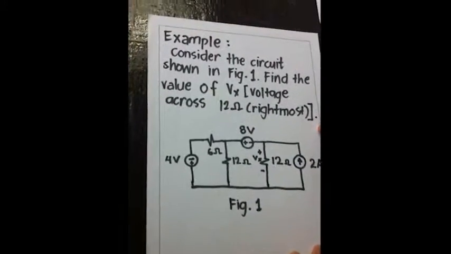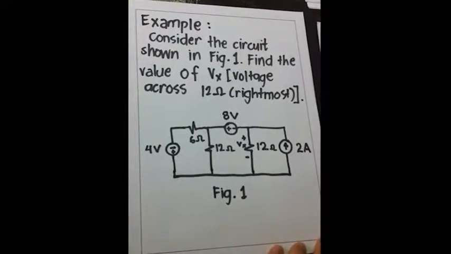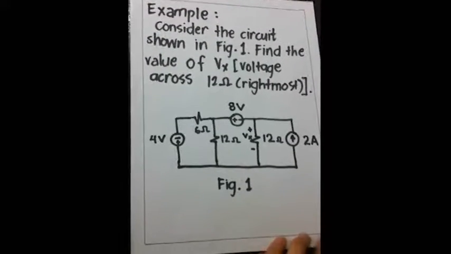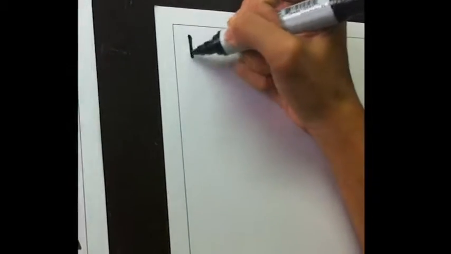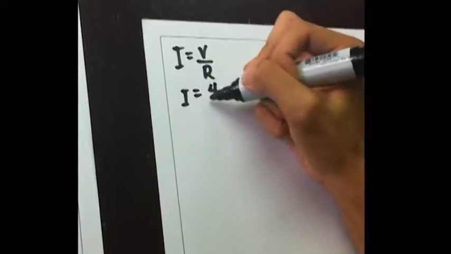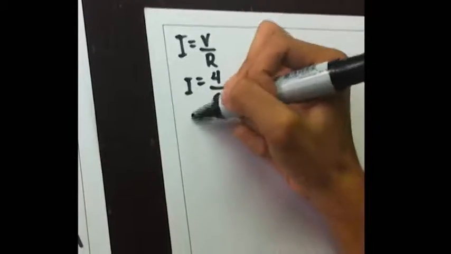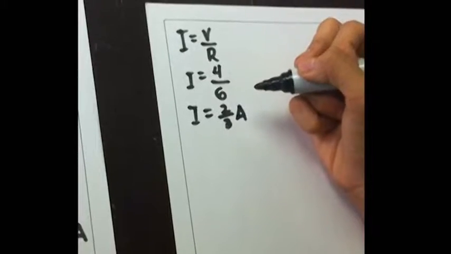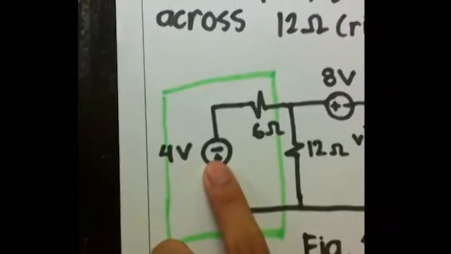So, for better understanding, I will show you another example. Consider the circuit shown in figure 1. Find the value of Vx, that is the voltage across 12 ohms. By using Ohm's law, I is equal to V over R. Our voltage here is 4, and resistance is 6. Therefore, I is equal to 2 over 3 ampere. Since we have this sign convention, the current should be directed downward.